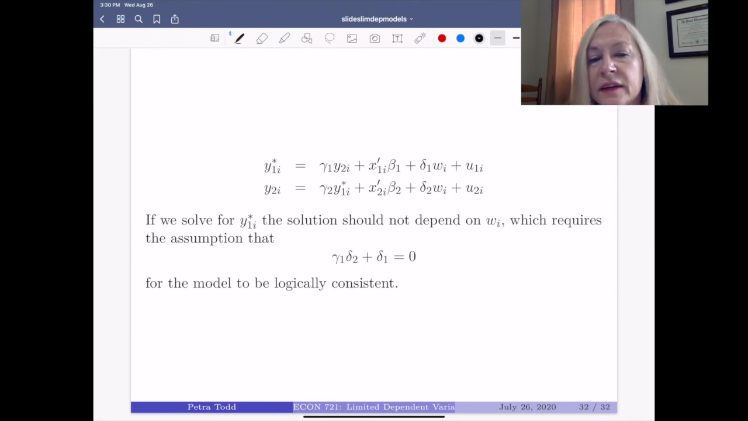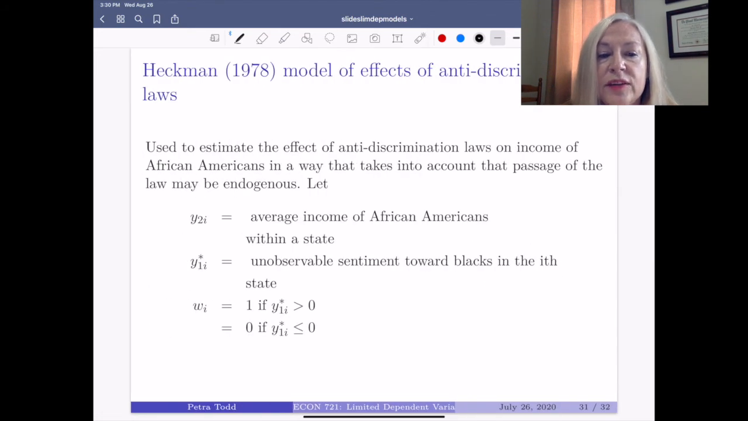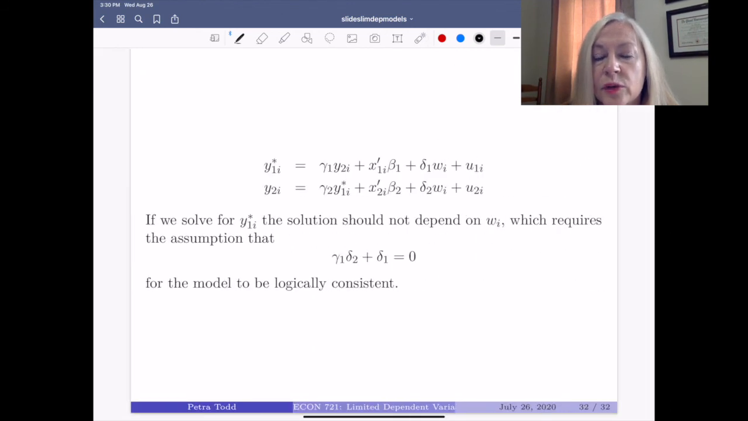Sorry, the notation is hard to remember, but Y2 is average income of African Americans within the state, which could depend on whether there's a law, and it could also depend on unobserved sentiment. That would be like maybe there are a lot of firms that discriminate, and also the anti-discrimination law could have an effect. The unobserved sentiment is unobserved, so that's why it has the star. Maybe the law could also affect sentiment. If you have a law on the books, that might actually affect the way people feel about discrimination.